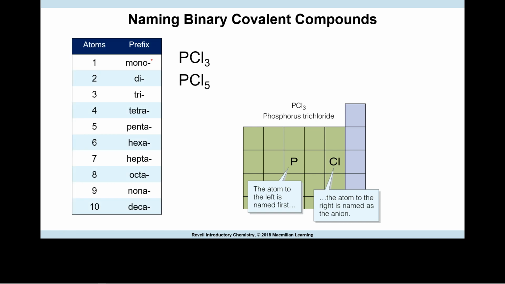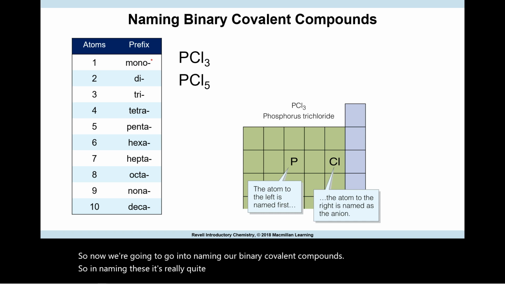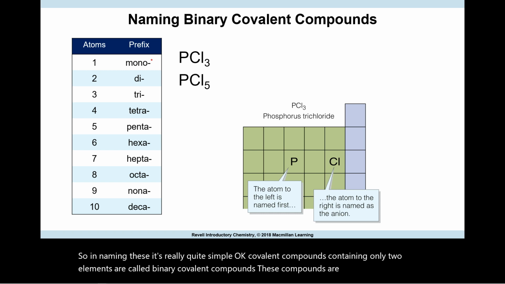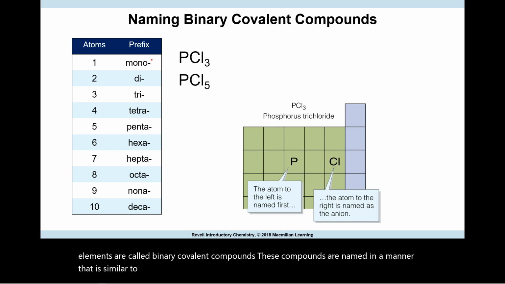Okay, so now we're going to go into naming our binary covalent compounds. In naming these, it's really quite simple. Covalent compounds containing only two elements are called binary covalent compounds. These compounds are named in a manner that is similar to ionic compounds. Similar, but there are some key differences.